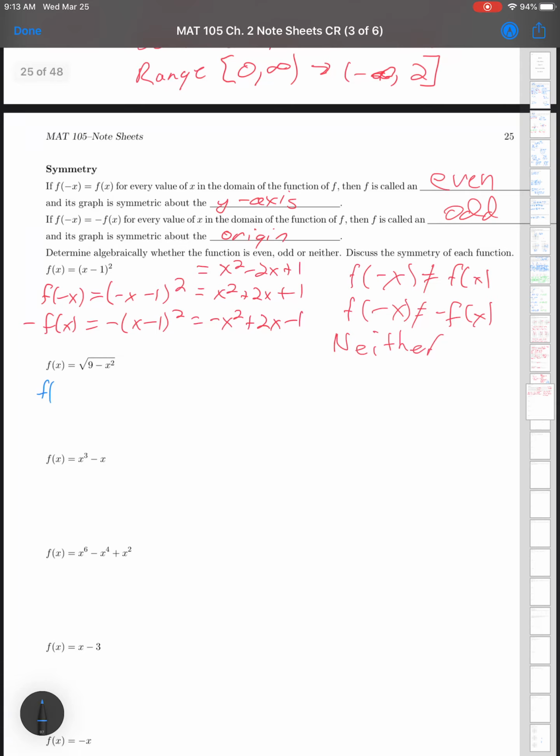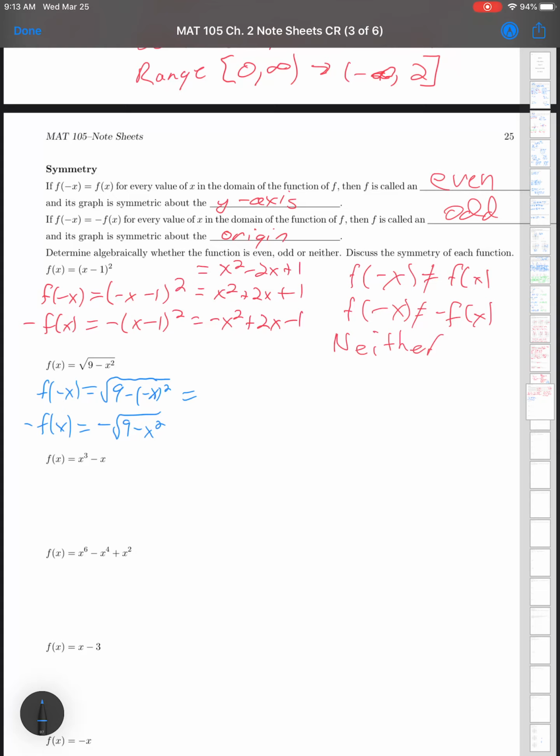Okay, and so that's just the idea. So then we can try the next one. So the next one, we want to do exactly the same thing. So f of the opposite of x and the opposite of f of x. In this case, this would be the square root of 9 minus the opposite of x squared. And this one would be the opposite of the square root of 9 minus x squared. And then we can simplify if possible.